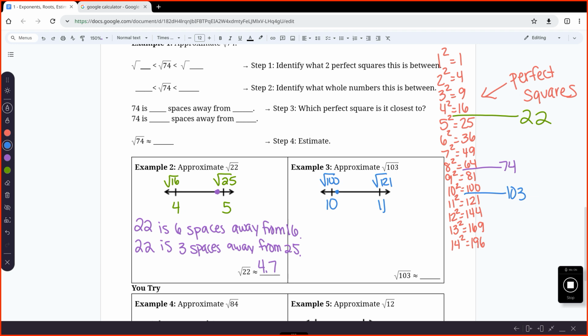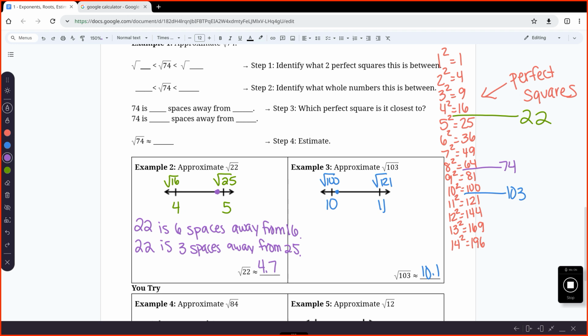And I would approximate this to be about 10.1 or 10.2. 10.3 would probably be the farthest away I would go. I probably wouldn't go any further than that. If you're still confused, how do you know to plot the point there? Again, 103 is way closer to 100 than it is to 121.